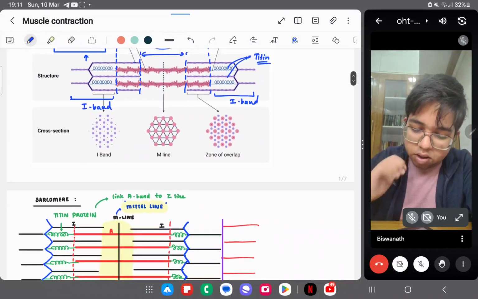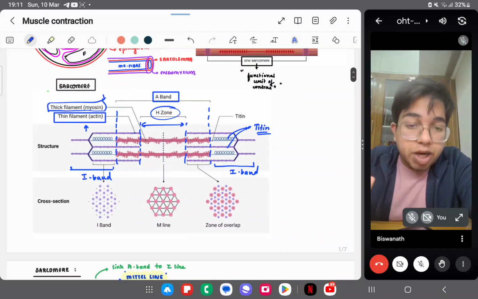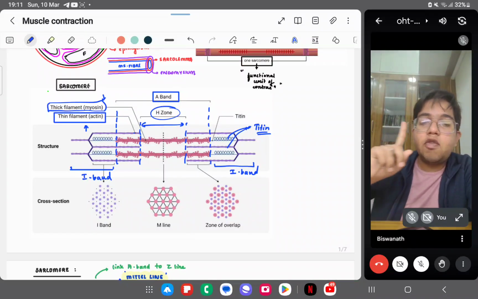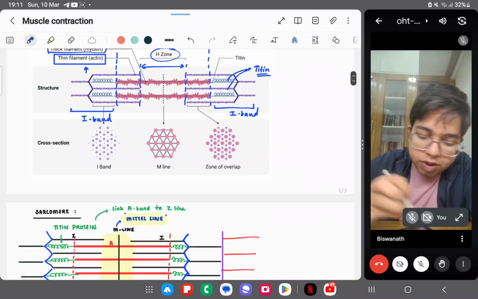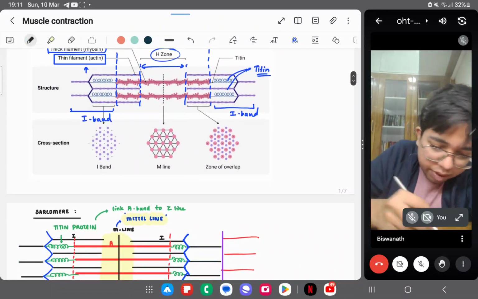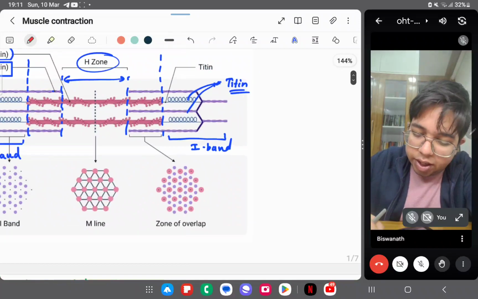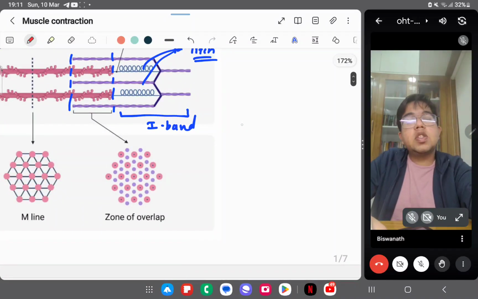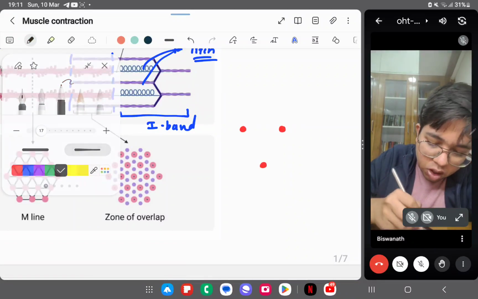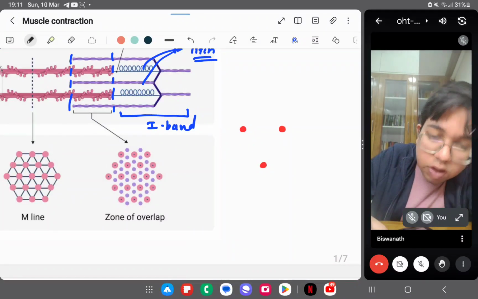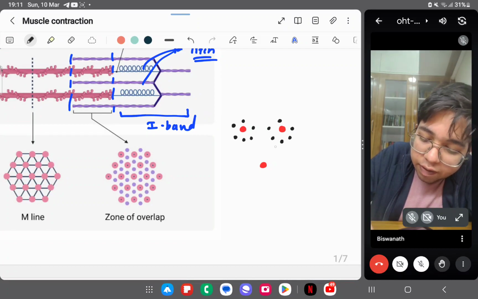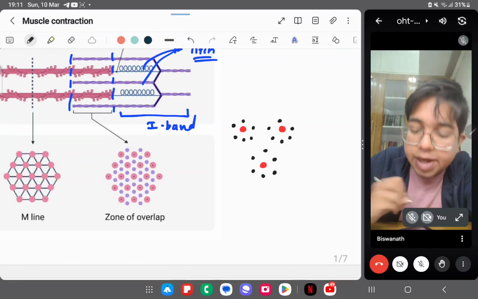Okay, understood. So there is a particular arrangement of actin and myosin. If we look at the transverse section, then you will see that one myosin is surrounded by 6 actins. This red one is myosin, so I'm drawing it with red, and actin I will draw with black. Let's say this is myosin, this is myosin, this is myosin. One myosin is surrounded by 6 actins, so we'll draw 6 actins here. 1, 2, 3, 4, 5, 6.